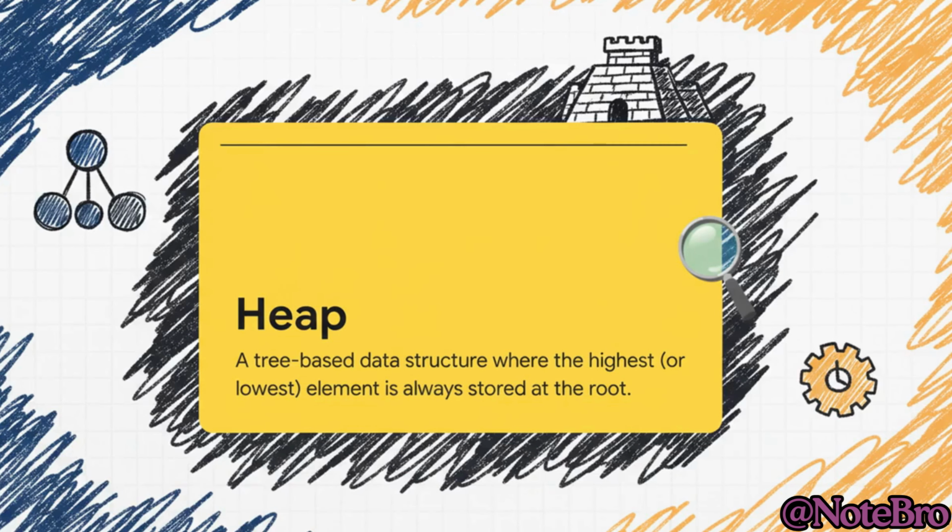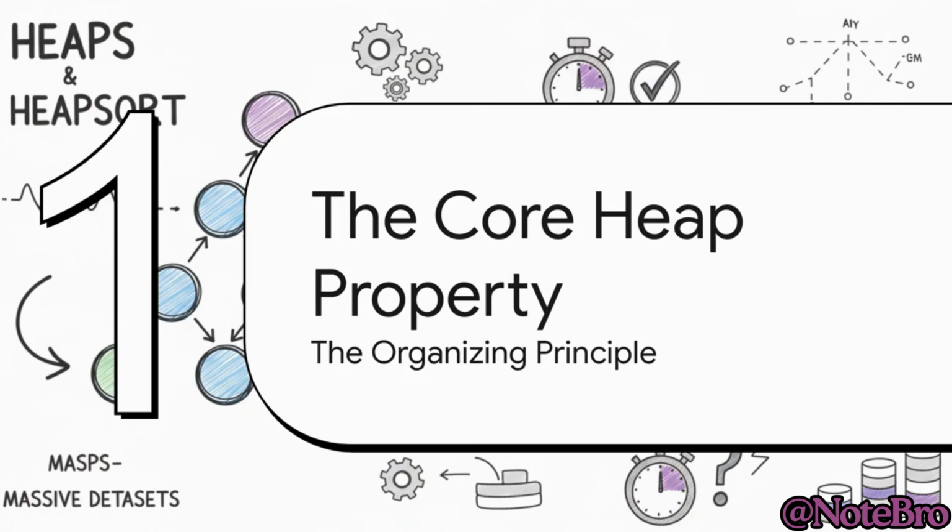Well, you can think of it like a special kind of family tree, a binary tree, that lives by one golden rule. We call it the heap property. And all this rule says is that the most important item, whether that's the biggest number or the smallest number, is always sitting right at the top, at the root, ready for you to grab it at a moment's notice. This single property, this one simple rule, is the key to everything. It dictates the heap's entire organization, and it's what makes it so incredibly efficient. Let's see how it works.